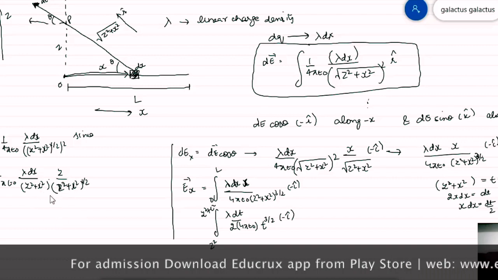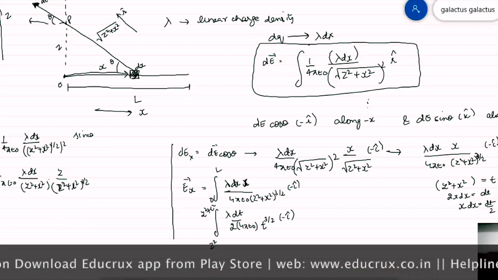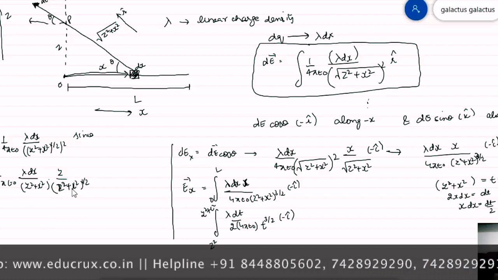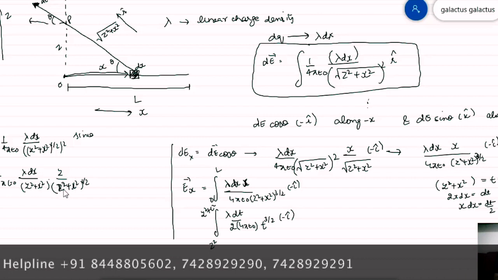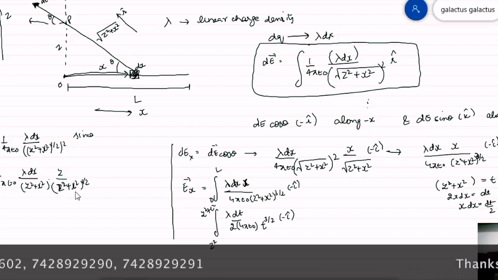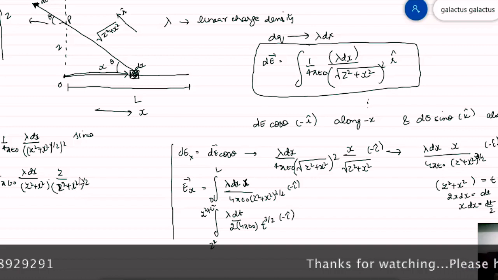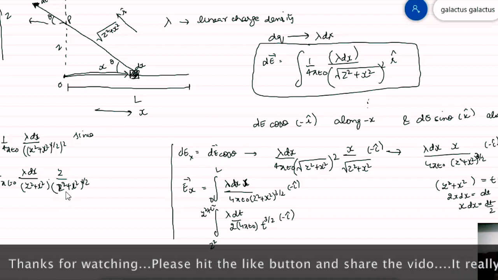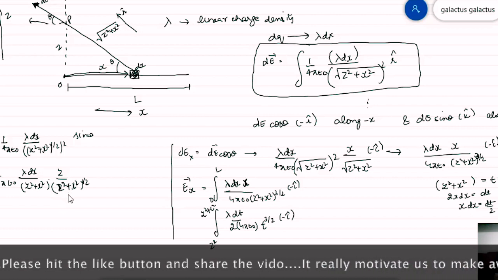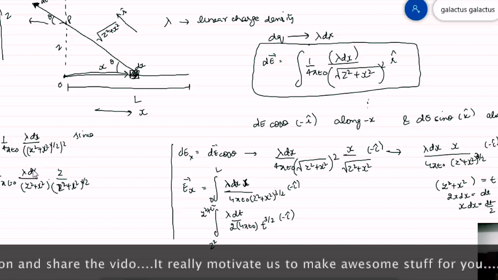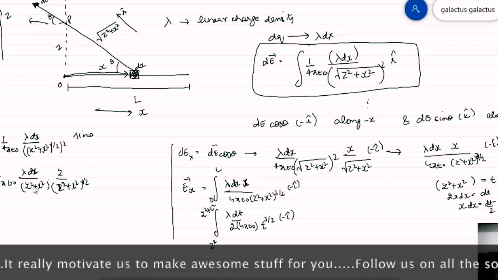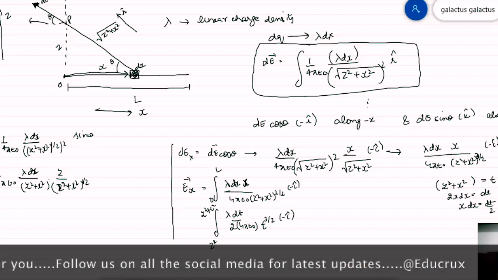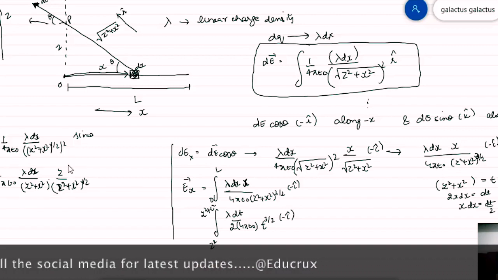So again this will be 3 by 2, and you can solve this integration by putting x squared equal to z squared tan squared theta. Then you can take z squared out of the bracket, and inside this bracket we will have 1 plus tan squared theta, that can be changed to sec squared theta, and accordingly you can change dx in terms of theta. So that's how you will do this integration if you integrate it on both sides.